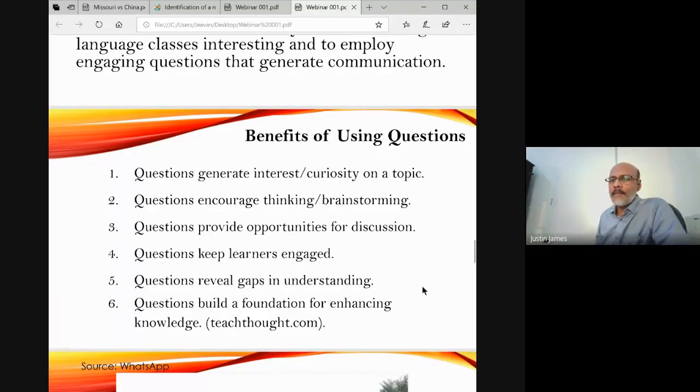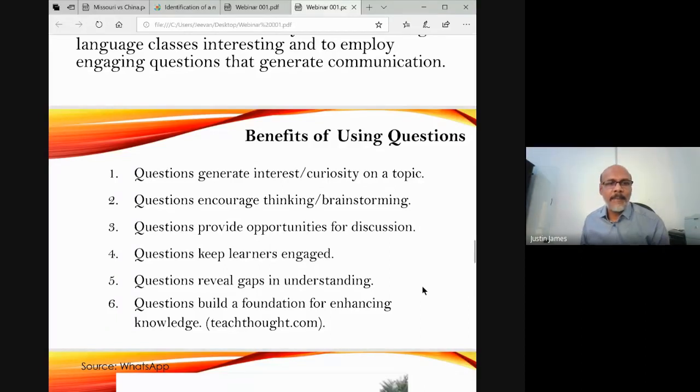Also, questions provide opportunities for discussion. When you ask a question, one student can say that I like this picture. Another student says, I don't like this picture. If you ask, why do you like this picture? Or why you hate this picture? Or why you don't like this picture? Then it gives them opportunities to explain, thereby creating an opportunity of discussion. Questions keep learners engaged. So if you keep questioning, the students will become alert. Maybe they'll be thinking that next question may come to me, and they'll be alert in the class.